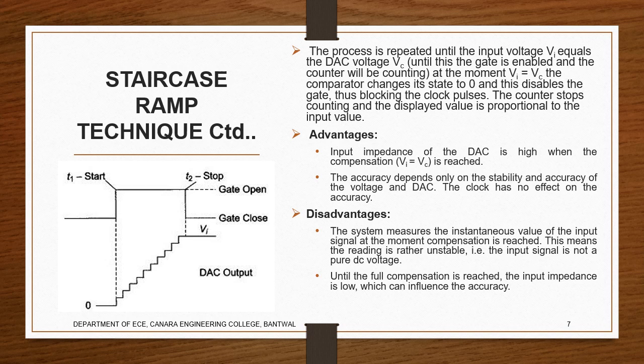Until Vi is equal to Vc. When we get Vi equal to Vc, the comparator changes its state to 0, and it will disable the gate, and it will block the clock pulses. And here the counter stops counting, and the displayed value is proportional to the input value.